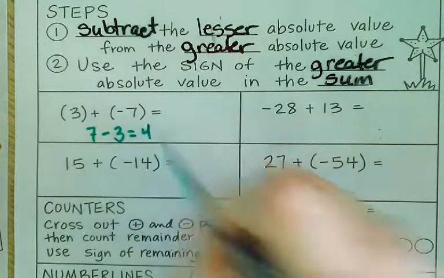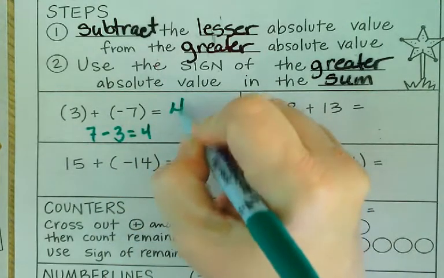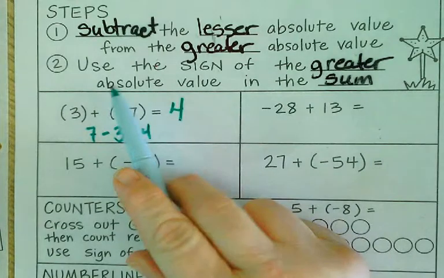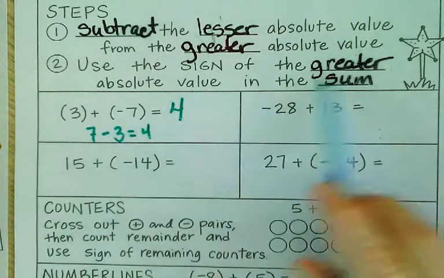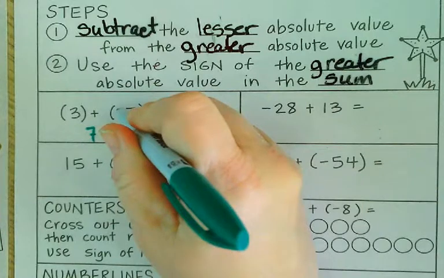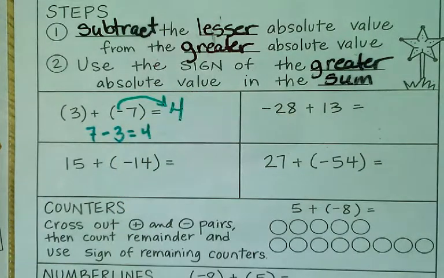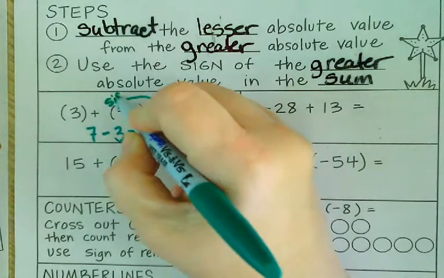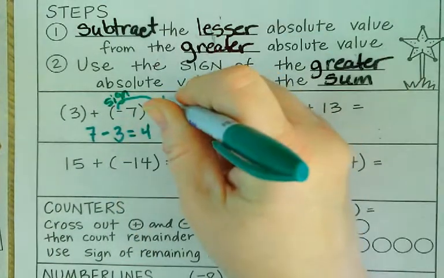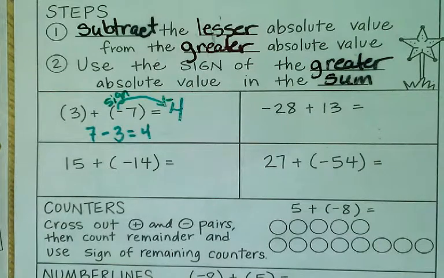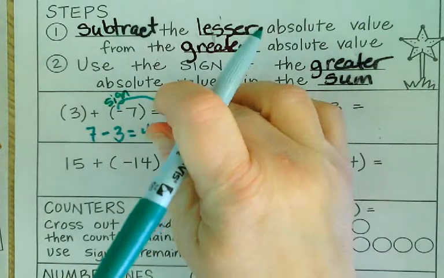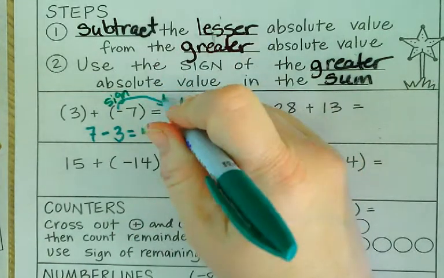And the second thing says use the sign of the greater absolute value. Well, 7 is greater as an absolute value, so we're going to take this sign, and we now have -4. Okay, I'm going to move that negative. I don't like it up there. Okay, -4. That is our answer for that. Okay, let's look at the next one.